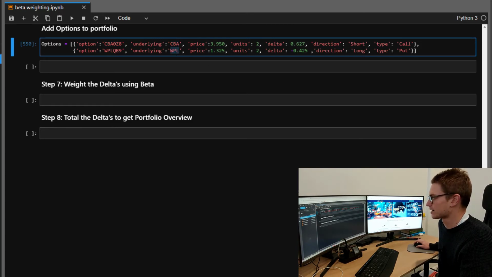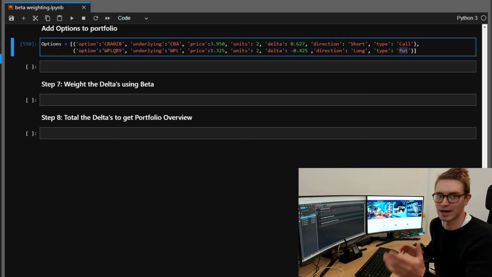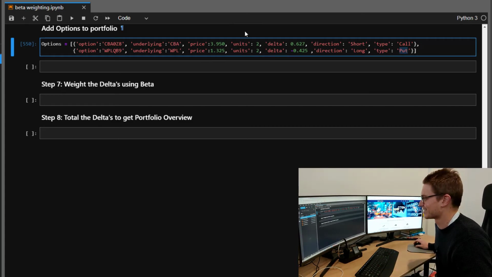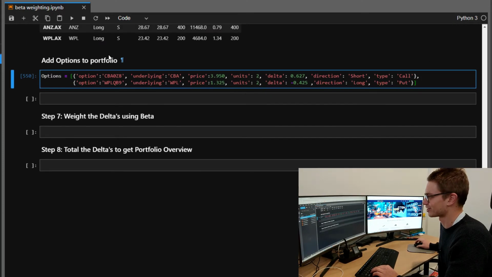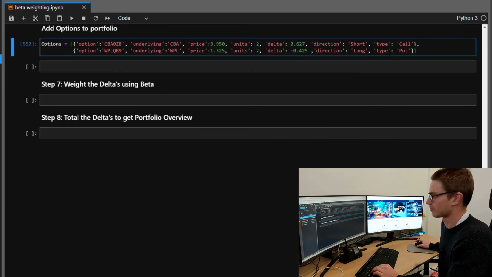I've got the prices, the number of units that I'll be buying or selling, the deltas associated with them, the direction that I want to be. So short this call type on CBA and long this put. I haven't added the strikes in here. They're irrelevant for this calculation, but obviously it matters a lot to you, and it determines what the delta is. So yeah, you can just add different options and go find these bits of information for yourself.